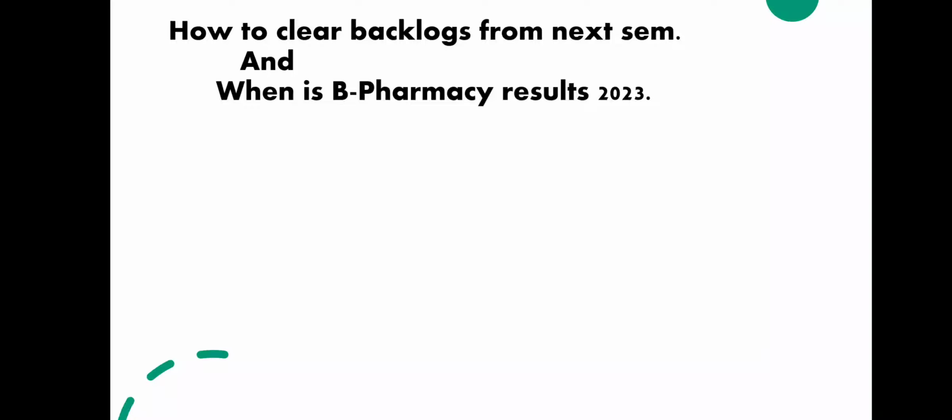See, very important doubts here. Sir, how to clear backlogs from next semester? Means now I am in third semester, sir. In next semester means now you have just completed your third semester. Now you are going to write the exam for the fourth semester.